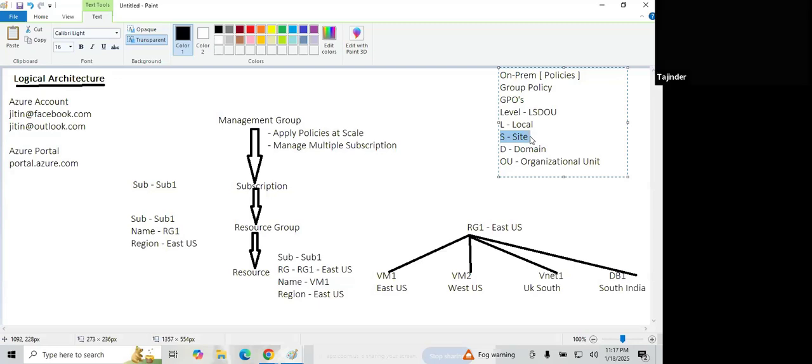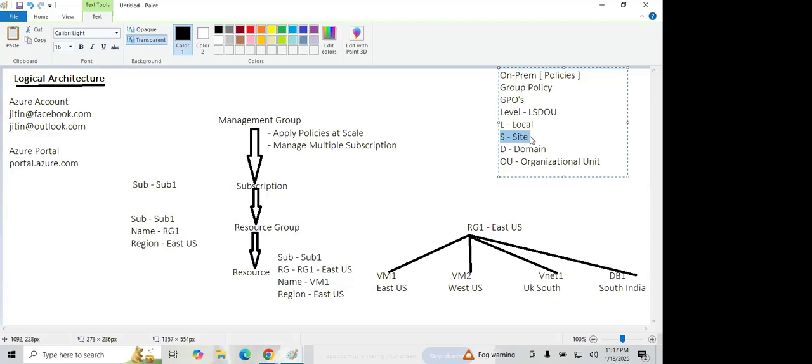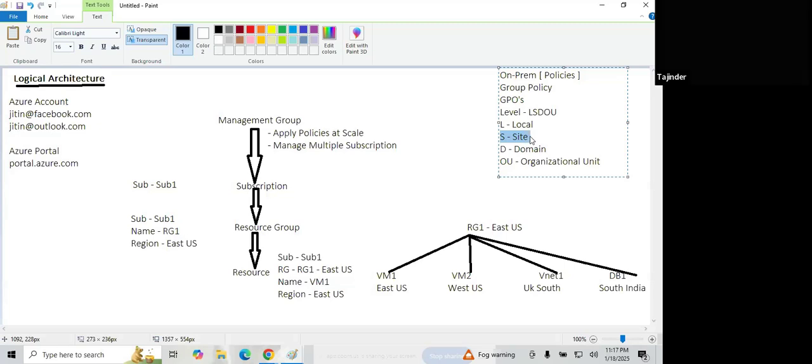Then we can apply the policy at a domain level. Let's say Dell would like to apply the policy to the entire domain. So we may apply the policy at a very high level, right?